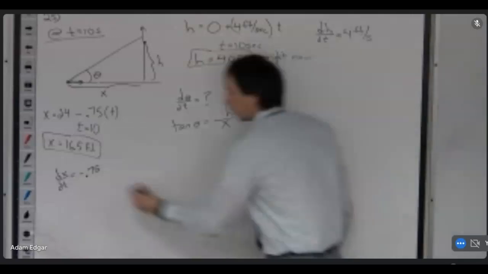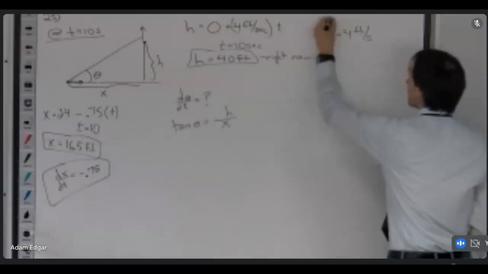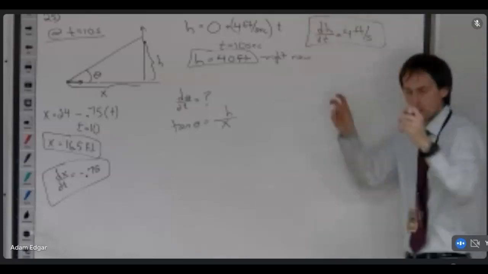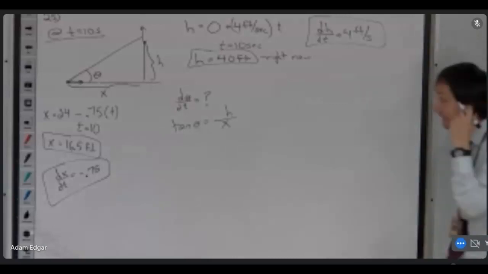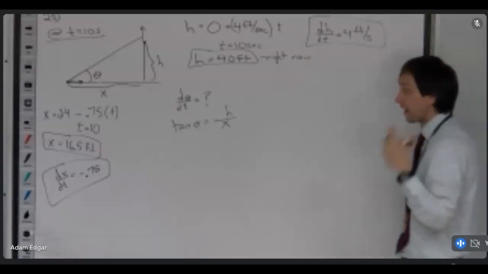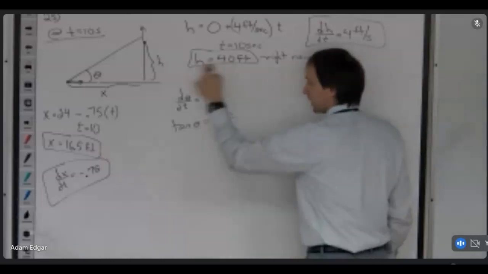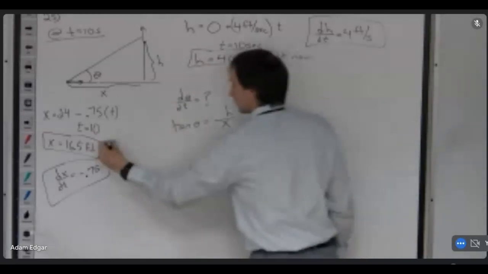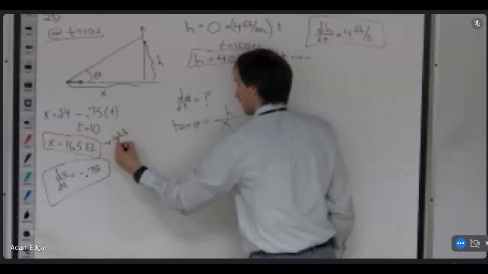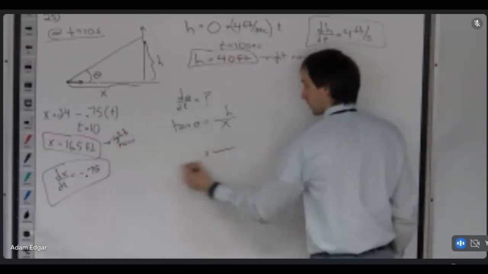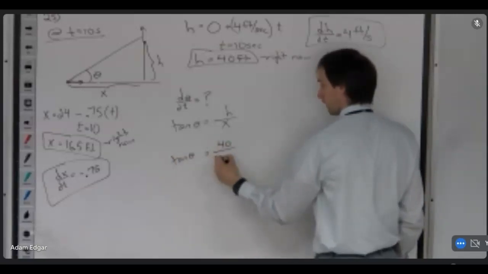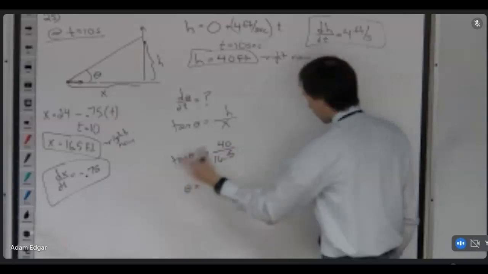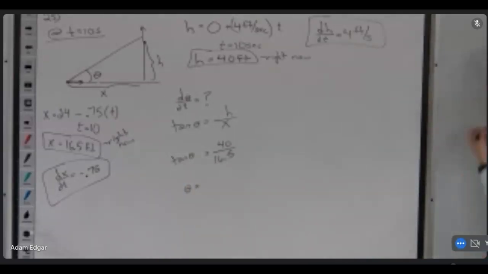So all you need to find out is what's theta right now, and then you can take the derivative and find out d theta dt. So to find out theta right now, go ahead and plug in your current h and your current x into this equation. So you have tangent of theta equals 40 over 16.5, and you do your whole inverse tangent business with your calculator, and what do you get for the angle right now?